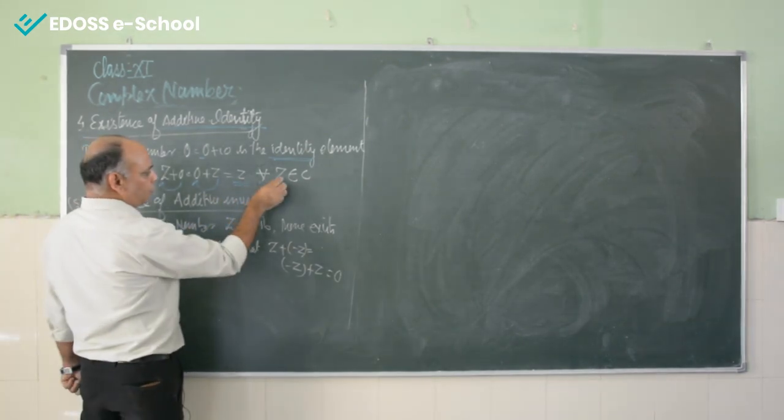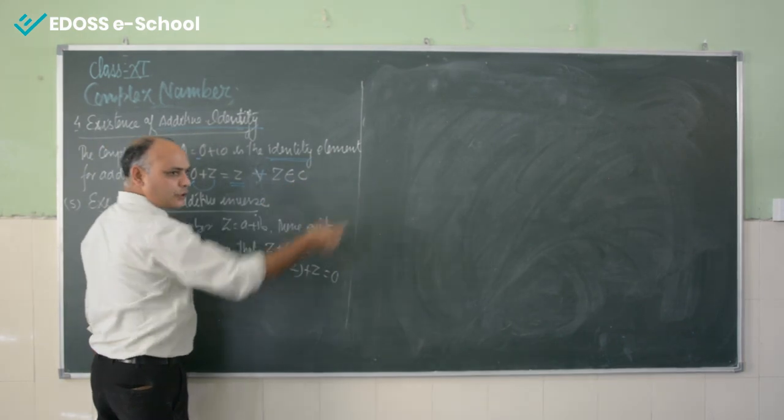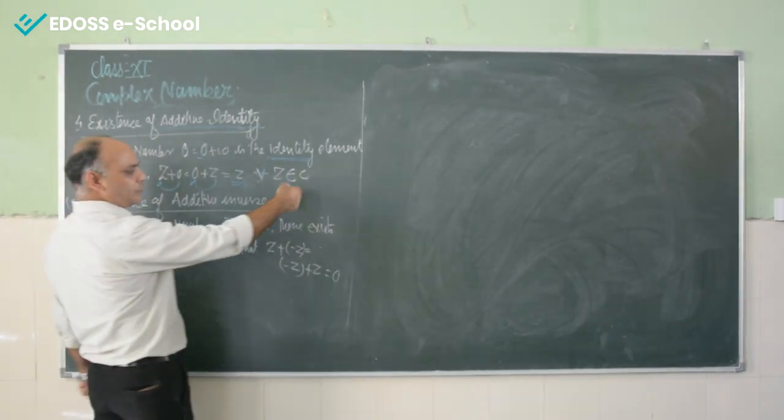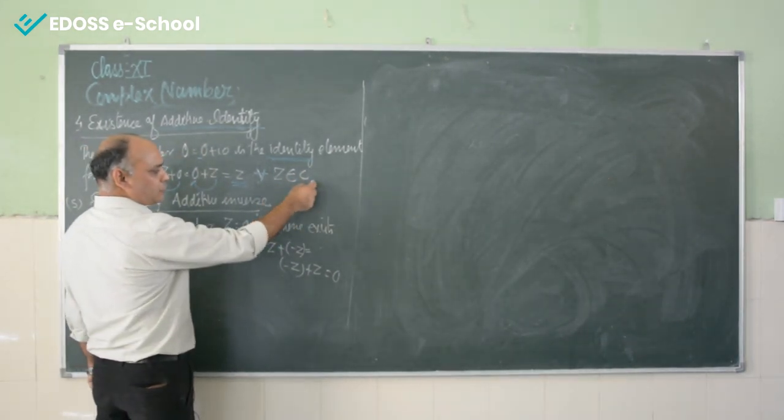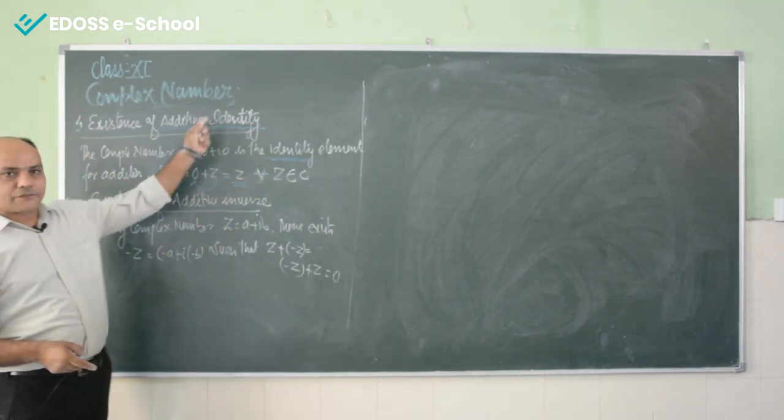And here, this sign is for every, Z belongs to C, where C means the set of complex numbers. For every Z belonging to the complex numbers, this is known as existence of additive identity.